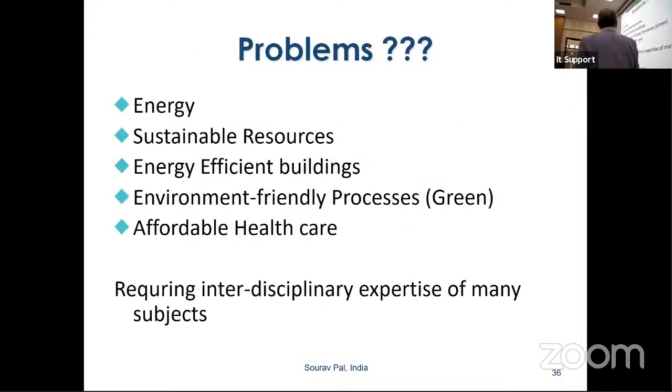But what we require is to solve problems. And that is what I said. As soon as we come to problems, our puzzle skills don't work. Problems require collaboration. Problems require interdisciplinarity. You may be good in maths, that's not going to help. And the problems of energy, problems of sustainable resources, energy efficient buildings are a very, very important part.